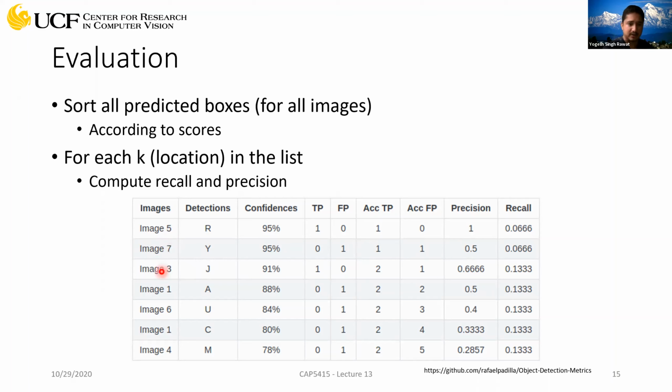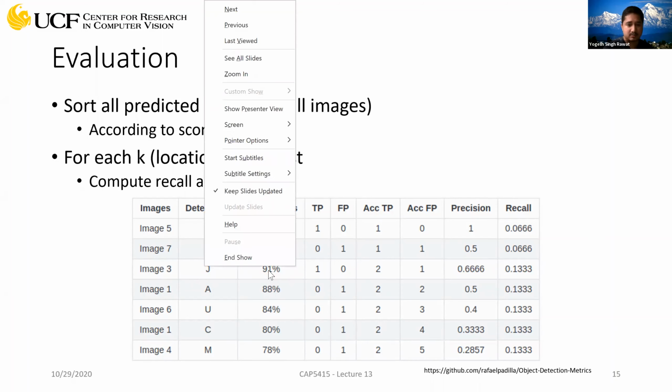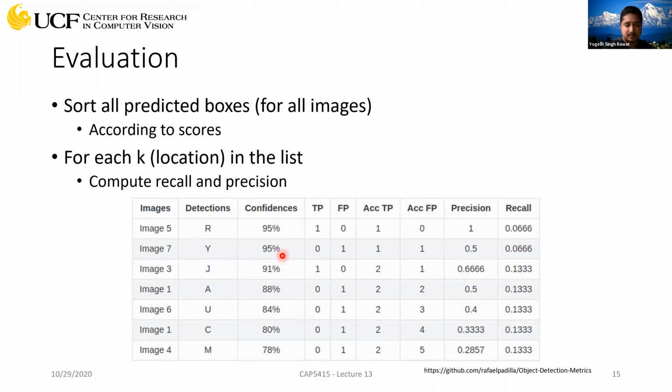In this case, we are looking at image 3. That's the detection, that's the confidence. Again, we don't need this confidence anymore. It was just required to sort this table, so just ignore it. Now, based on the predicted class for this bounding box and the intersection over union of this bounding box with the ground truth, you can determine whether this is a true positive or a false positive, the way we saw in the last slide.